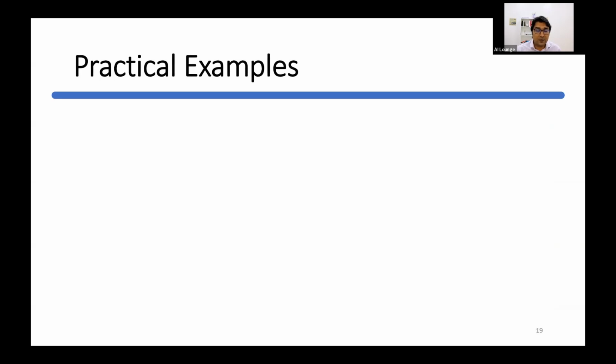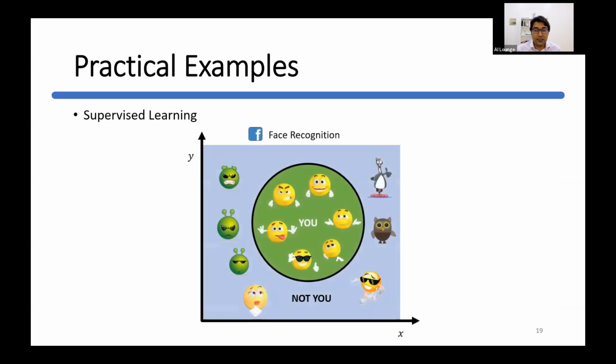Let's take a look at some practical examples. With supervised learning, one example that I can think of is face recognition, which is often employed by companies like Facebook to associate your pictures with your identity. Now, Facebook has billions of images of people, and most of these images are tagged as well. So it's very easy for Facebook to take these images, take the tags, and train a supervised learning system which can learn to associate the identity of the people with the images that they get.